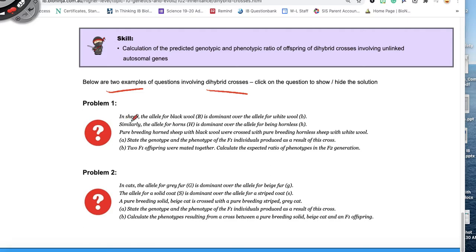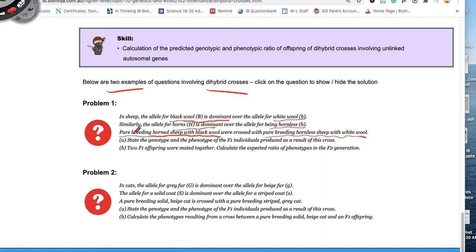So let's see. In sheep, the allele for black wool is dominant, so black wool is capital B over the allele for white wool, which is recessive. Similarly, the allele for horns is dominant over the allele for being hornless, little h. So it tells you that pure breeding horned sheep with black wool are crossed with pure breeding hornless sheep with white wool. Pure breeding means that they're homozygous.